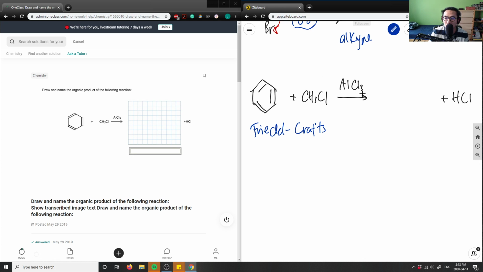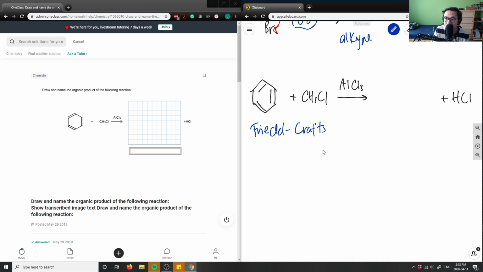The reagent, the aluminum trichloride here, is part of the Friedel-Crafts, and it's going to activate the alkyl halide. So what does that mean when it activates the alkyl halide? I'm going to draw the mechanism here.